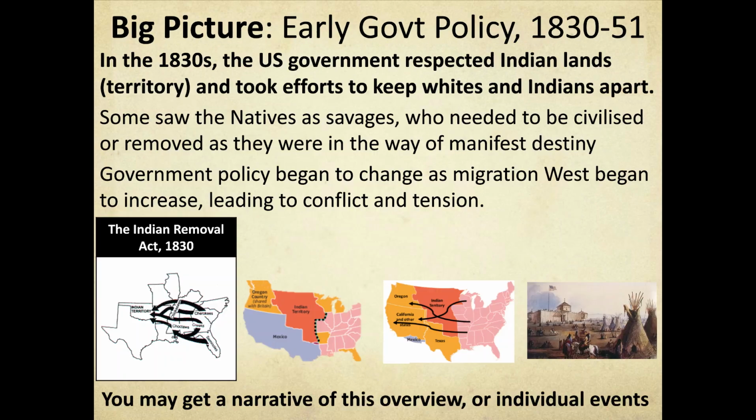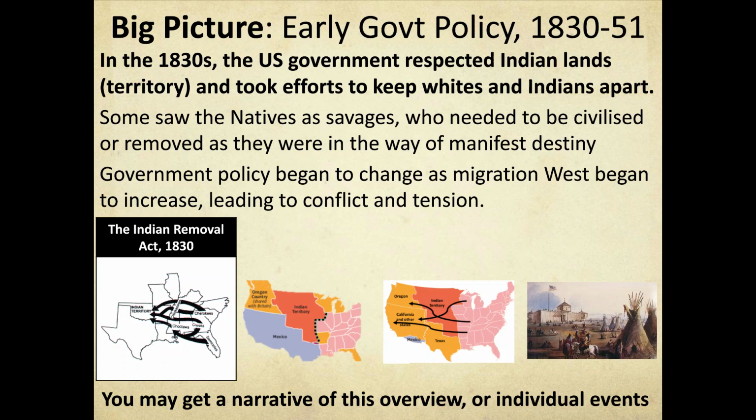Big picture. Early government policy, 1830 to 51. In the 1830s, the American government respected Indian lands. They took efforts to keep whites and Indians apart. Some people saw the natives as savages who needed to be civilized or removed as they were in the way of manifest destiny. Government policy began to change as migration west began to increase, leading to conflict and tension.